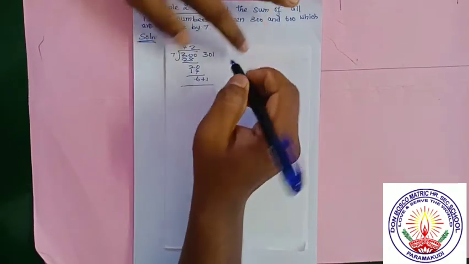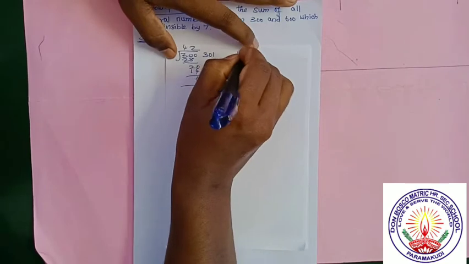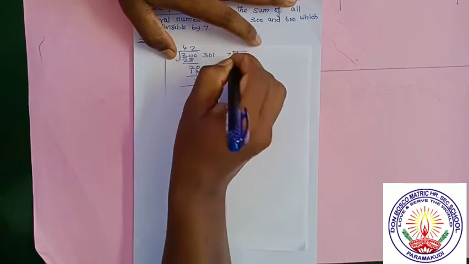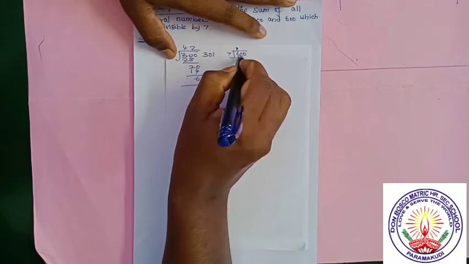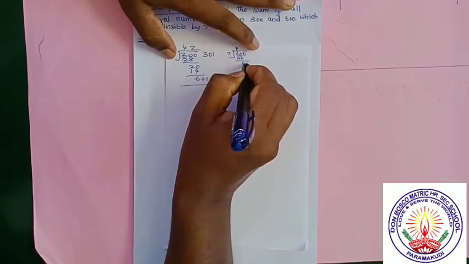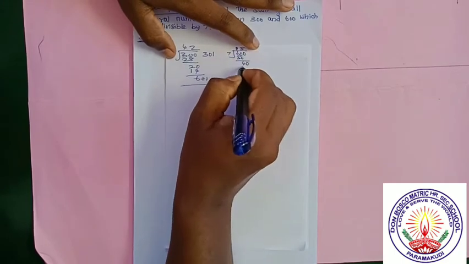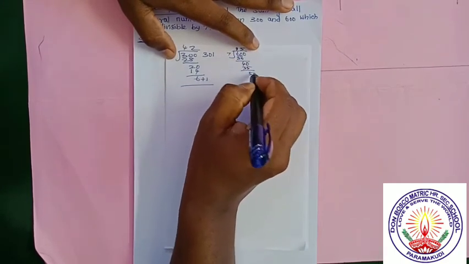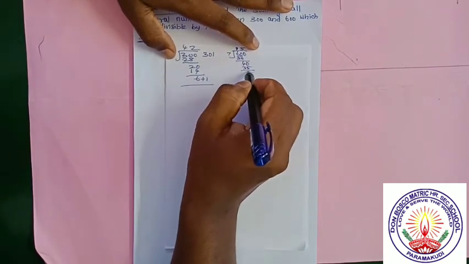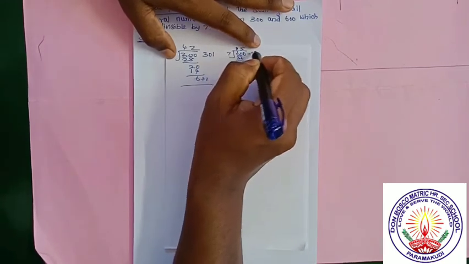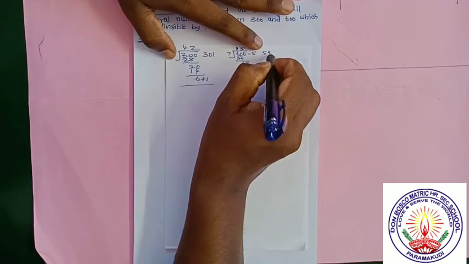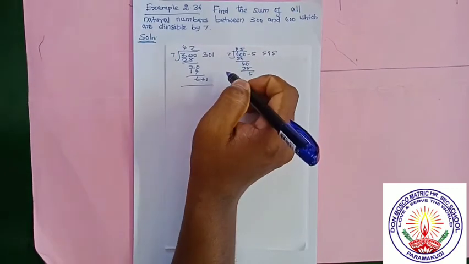The same way, for the last number 600, which number before 600 is divisible by 7? We have to find. 8 7s are 56, remaining 40. 5 7s are 35, remaining 5. So the number 600 has 5 extra. If you subtract this 5 from this number, 595 will be the last number divisible by 7.